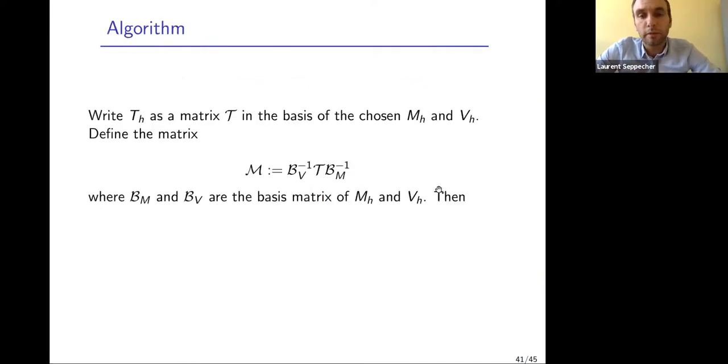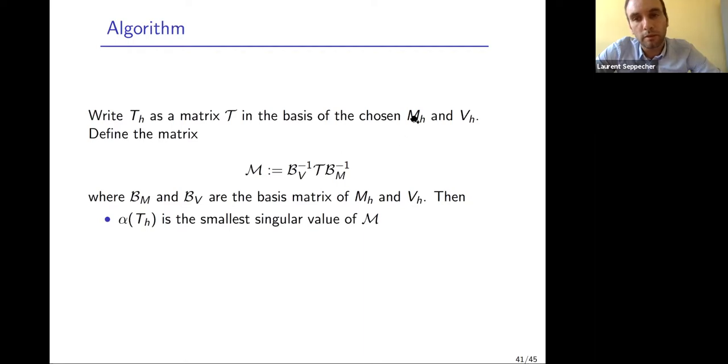Okay, then the algorithm is very simple. You take the matrix version of TH, and you take the singular values. You just have to pay attention to your basis. You have the two bases, the basis of MH and the basis of VH, and so the matrix you build uses this basis matrix before and after the operator. But once you fix that, then alpha of TH is just the smallest singular value.